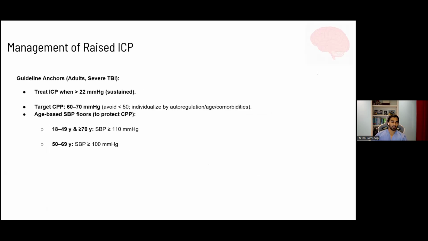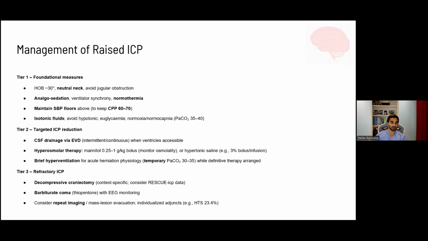So with all this said, how do we manage raised ICP? We can look at the Brain Trauma Foundation guidelines on how to do this. For adults with severe TBI, we treat sustained ICP above 22 millimeters of mercury, and we want to target a CPP between 60 and 70 millimeters of mercury. To protect that CPP, we keep age-based systolic blood pressure floors at equal to or greater than 110 if the patient is under 50 or over 70, and equal to or greater than 100 for patients 50 to 69 years of age.